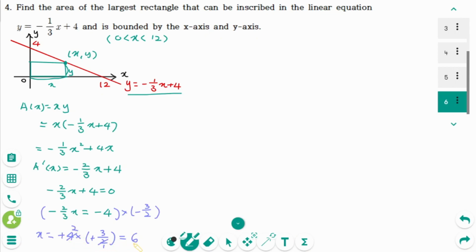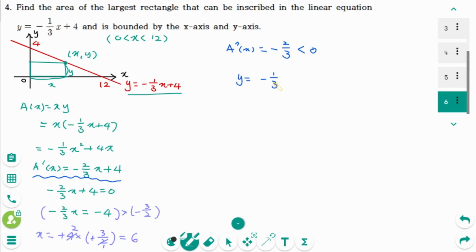which is 6. A prime of x equals minus 2 over 3x plus 4. Then A second prime of x equals minus 2 over 3, which is always less than 0. So A is concave downward for all x. By the second derivative test, A has an absolute maximum at x equals 6.